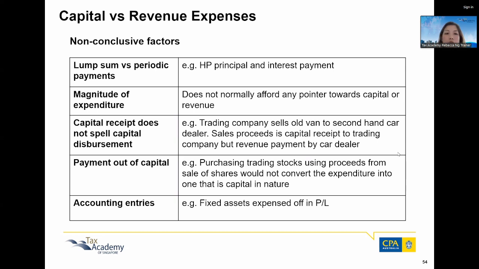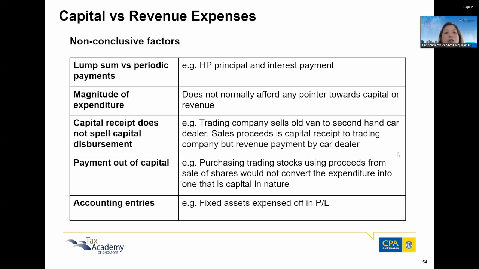Okay, I have a question for the HP principal and interest payment, lump sum versus periodic. For example, we have the company buy a van on a hire purchase. Usually a hire purchase company will charge interest on the cost of the asset, right? So for example, let's say the cost of the van is about 100,000, then the interest that the company is paying is maybe about 10,000. Okay, a very steep 10%.